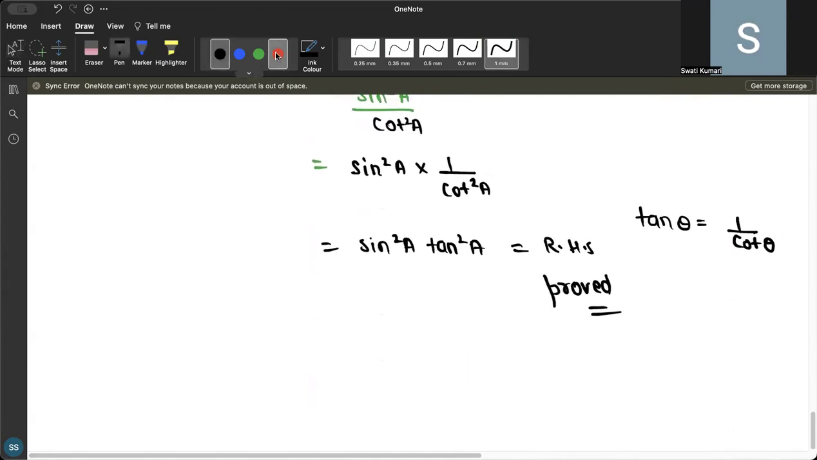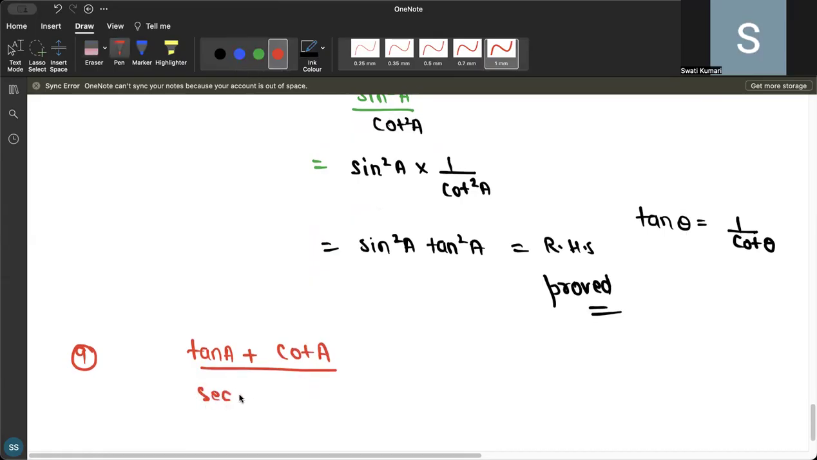Now we'll go to question number 9. In question number 9, it's again a proof. We have to prove that tan A plus cot A upon cosec A.